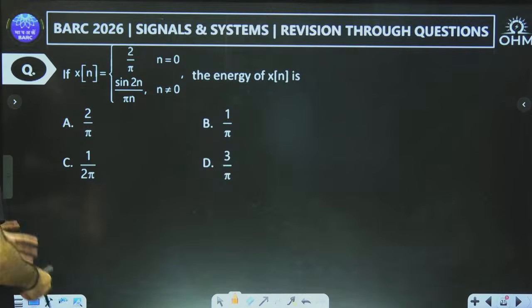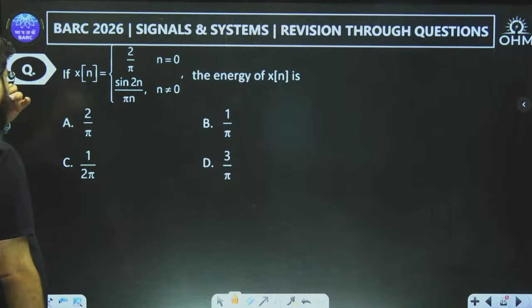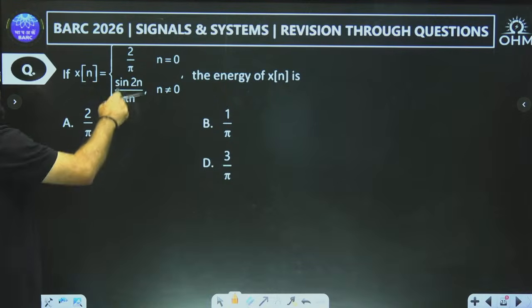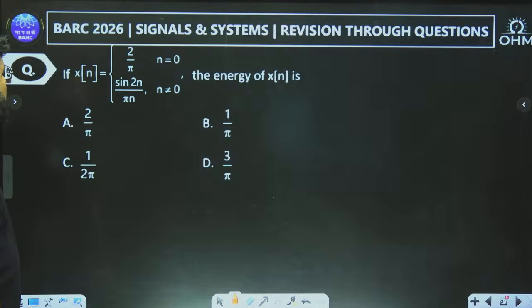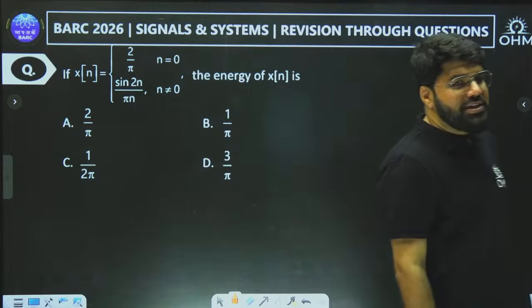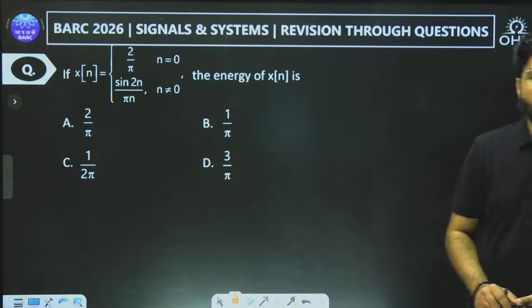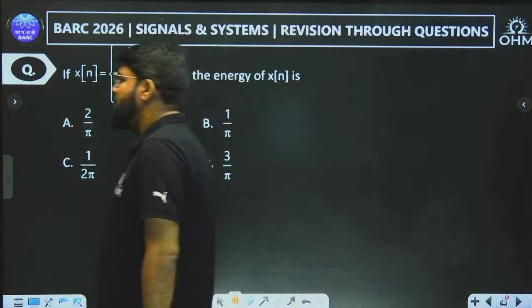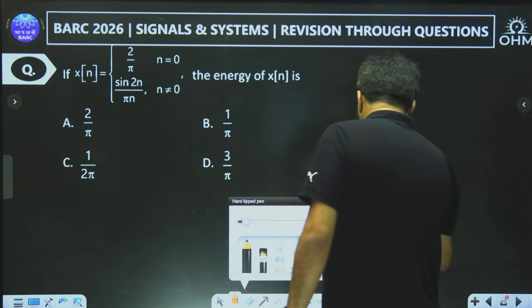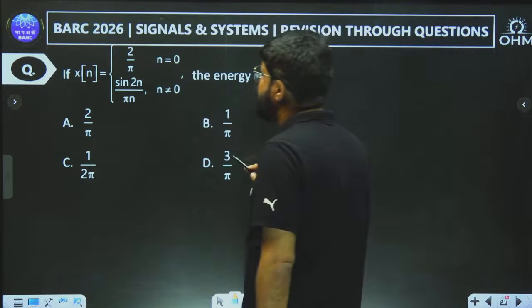Next one. Now, if x[n] is 2 by pi for n equal to 0, and sine 2n upon pi n for n not equal to 0, what is the energy of x[n]? See here, look into this question. Be slightly careful here. What is the signal x[n] first of all?